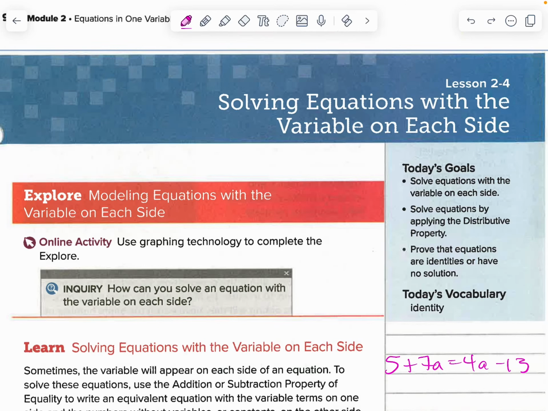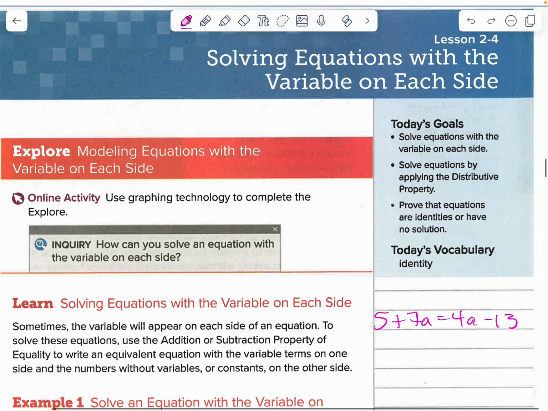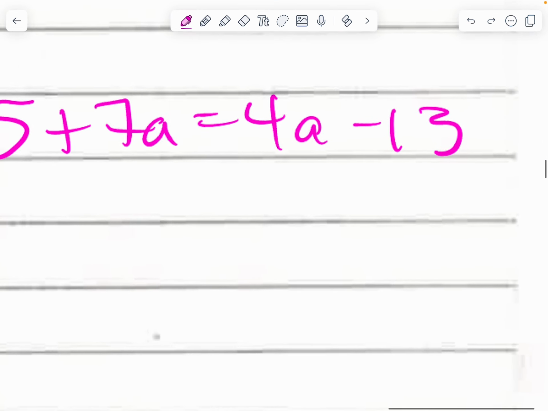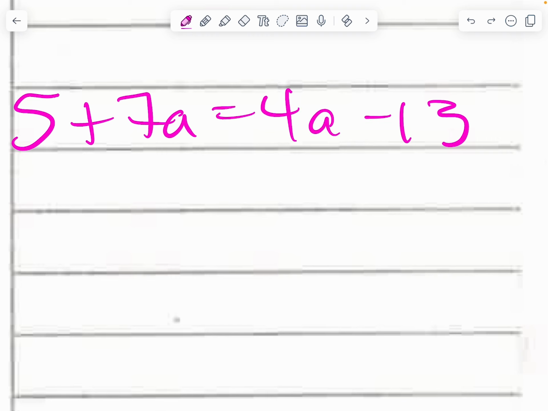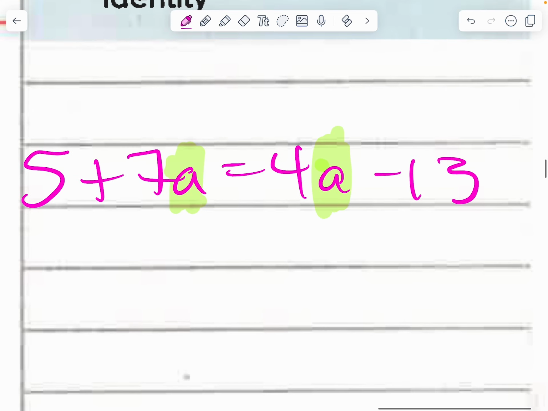So now we're doing Module 2, Lesson 4, solving equations with variables on each side. Now, here is an equation that I have variables on both sides of the equal sign. So I have one here and one here. Well, the whole goal is, on all the ones that we've done so far, we've always had A equals. So I need to get it so that the variable is only on one side of the equal sign.